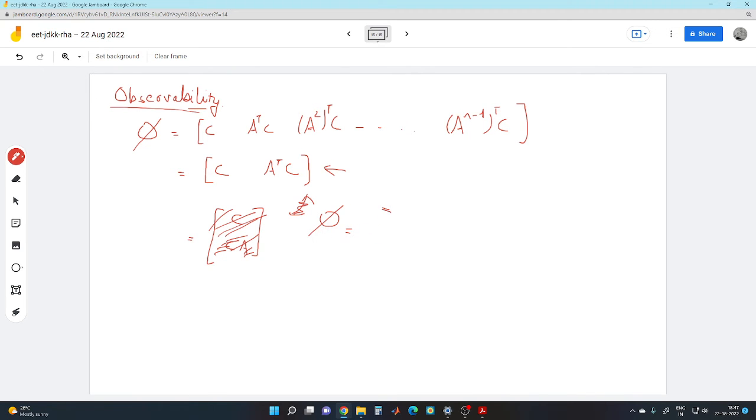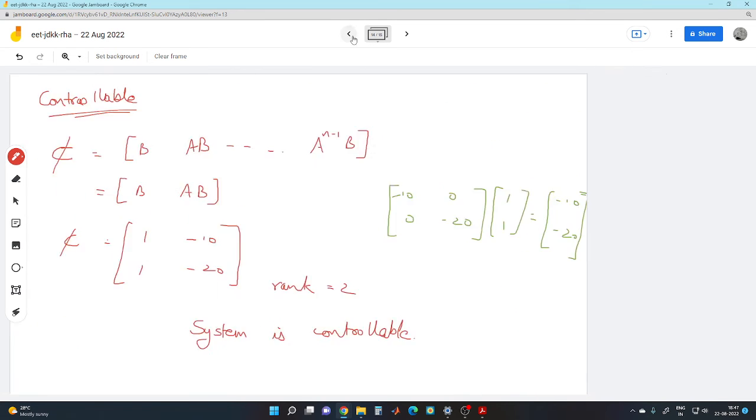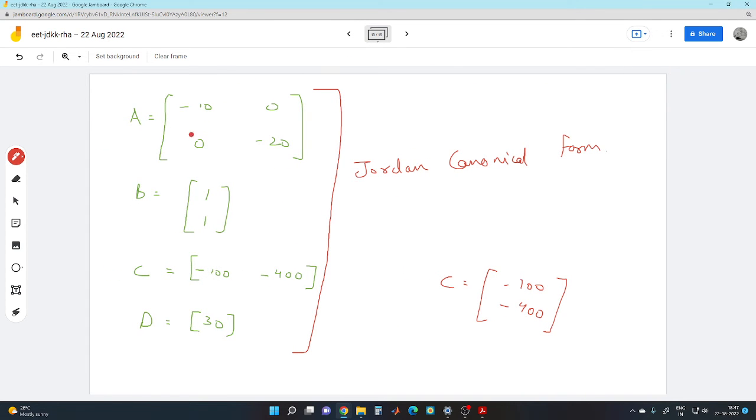So we can use this observability matrix as C. We know that it is minus 100 and minus 400. For the other two, we use A transpose C. So what was A? Minus 10, 0, 0, minus 20. Only diagonal values are there, the other two terms are 0. So it doesn't matter if we take transpose or not, the matrix will remain the same.